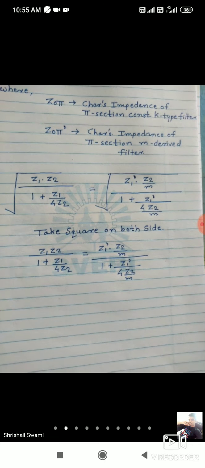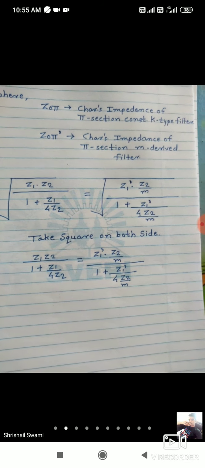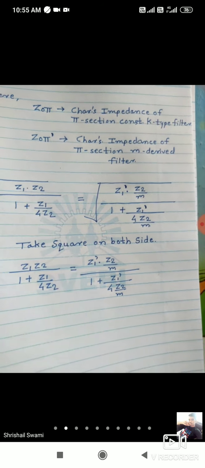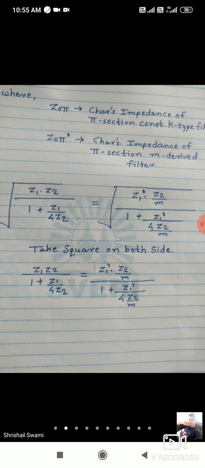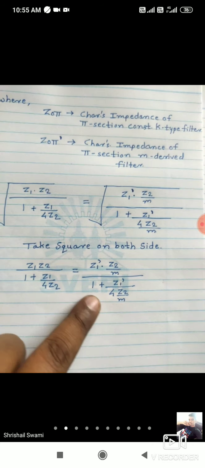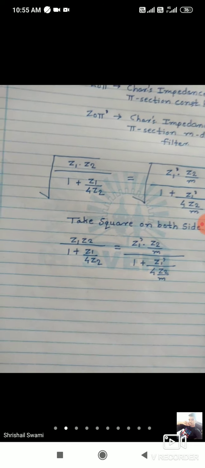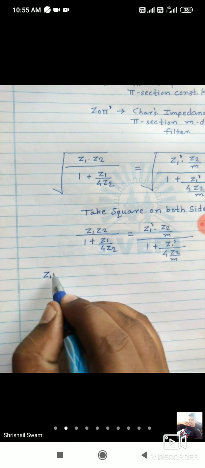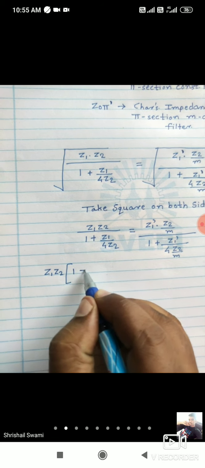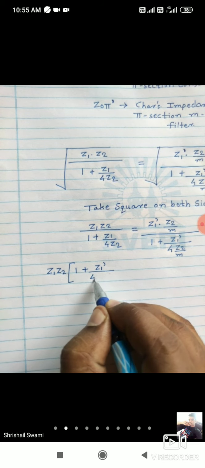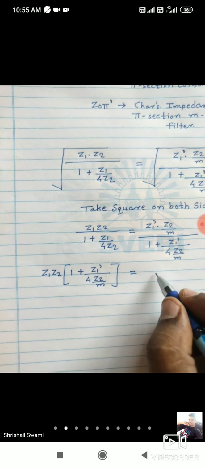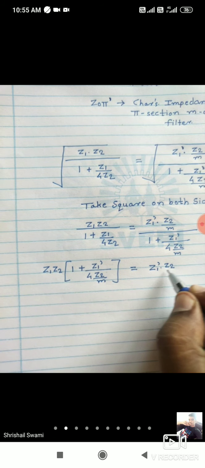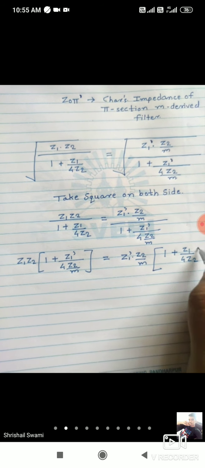Now what you can do, take the cross multiplication. How are you taking the cross multiplication? You can think about that. You can directly take the cross multiplication of these two. So Z1 into Z2 in bracket 1 plus Z1 dash upon 4 Z2 by M is equal to Z1 dash into Z2 by M in bracket 1 plus Z1 by 4 Z2.